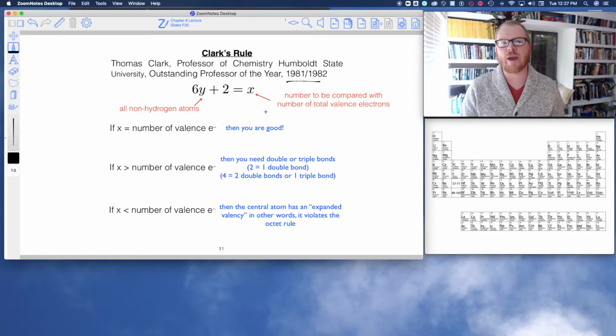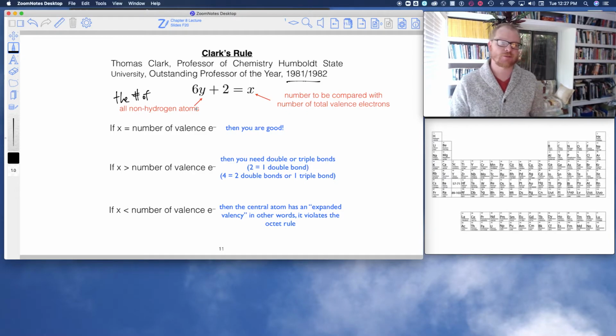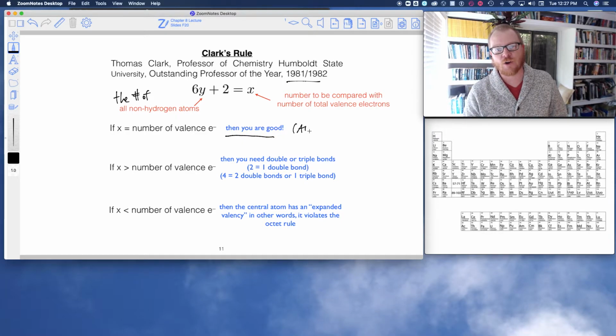Okay? So if we do this calculation, 6y plus 2, where y is the number of all non-hydrogen atoms. So if it's 1, it becomes 6 times 1 plus 2 equals 8. If there's 2 of them, it becomes 6 times 2 plus 2 equals 14, and so on. If this number x that we get from this equation equals the number of valence electrons, then we're good to go, and it's all single bonds.